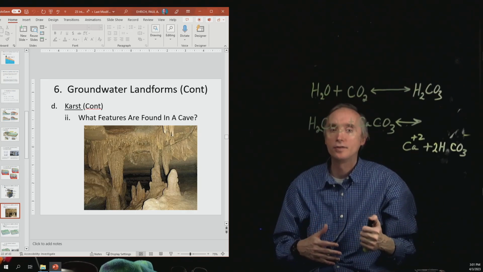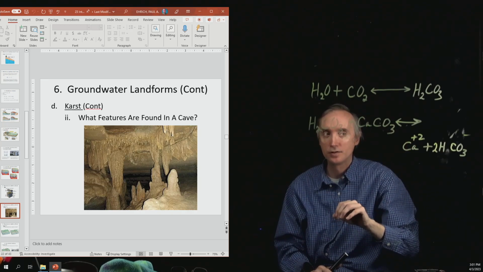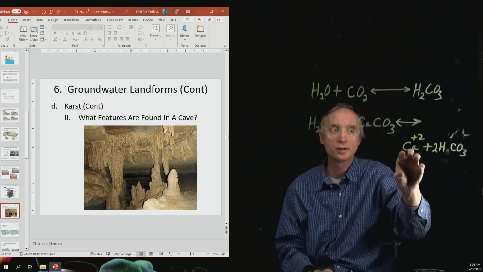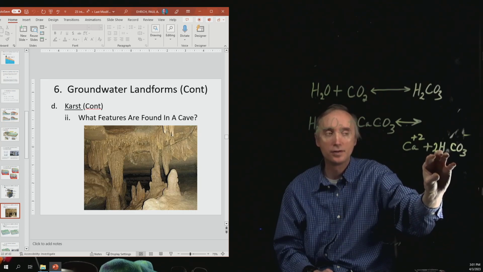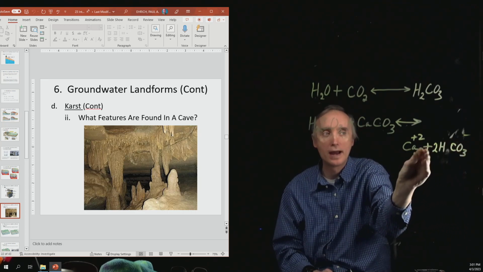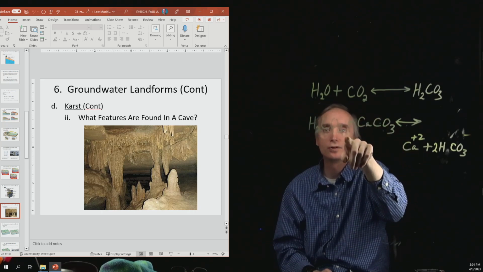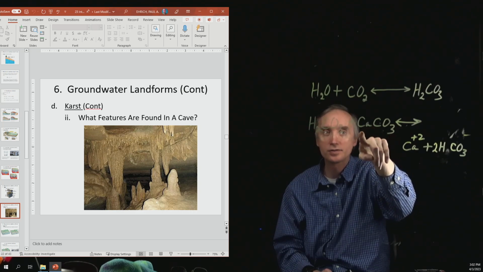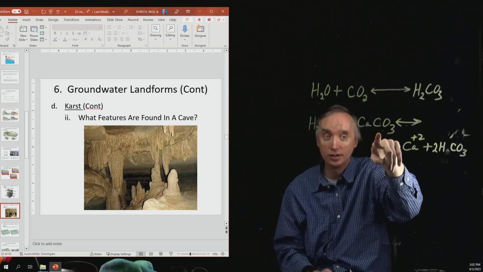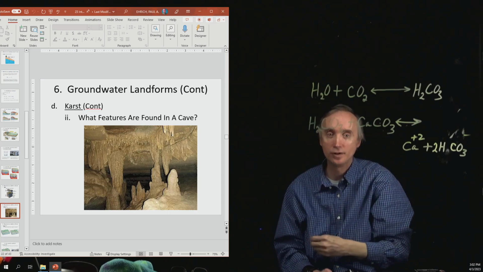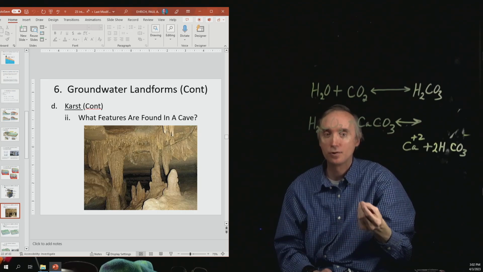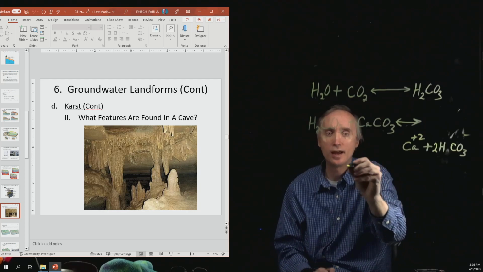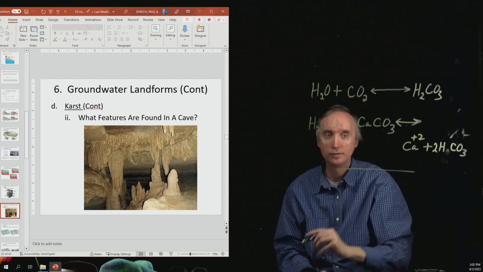But we also found that these reactions can go backwards, so that if you've got groundwater that contains an overabundance of calcium and this bicarbonate, it can go back together again, and it can turn back into carbonic acid and calcium carbonate. This time we're going to call it travertine, and that's going to be the sedimentary rock that is going to make stalactites and stalagmites.